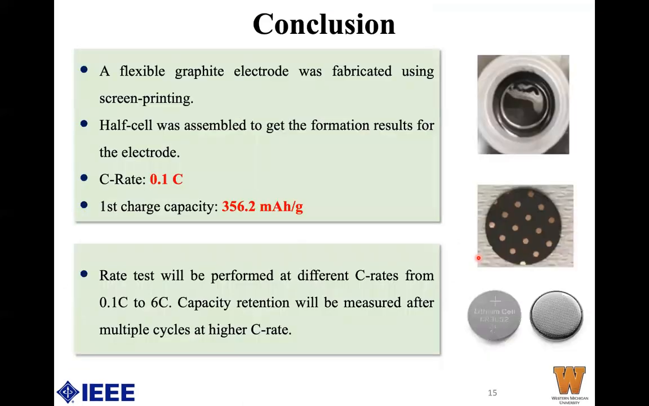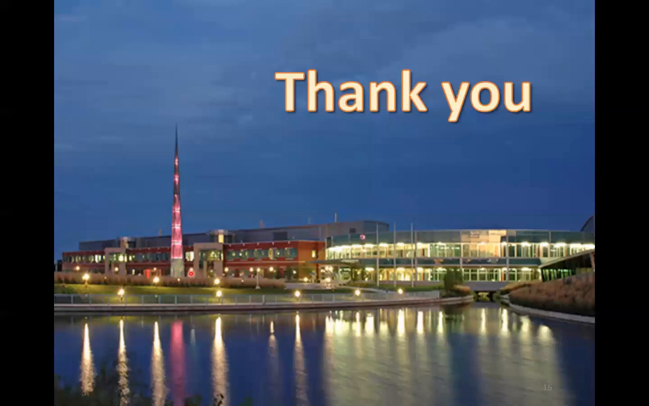As a conclusion, a flexible graphite electrode was fabricated using screen printing. A half cell was assembled to get the formation result for the electrode at a C rate of 0.1 C, and the first charge capacity was measured to be 356.2 milliampere-hours per gram. For future work, the rate test will be performed at different C rates from 0.1 C to 6 C, and capacity retention will be measured after multiple cycles at higher C rates. Thank you, and I'll be happy to take any questions you have.